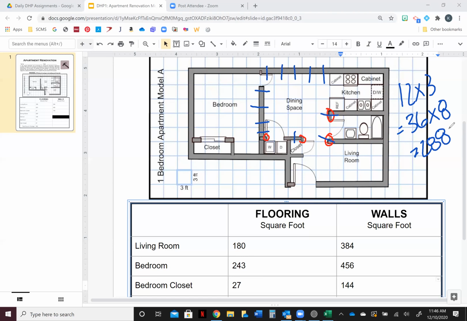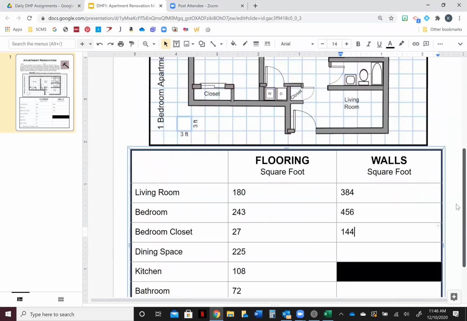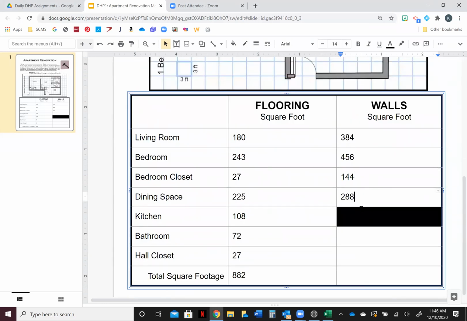Okay. Let me clear this. Okay, 288. And then don't forget we don't do the kitchen. That's why we have it blocked out for you guys. And then I guess the next one, Miss Gross, is that bathroom.